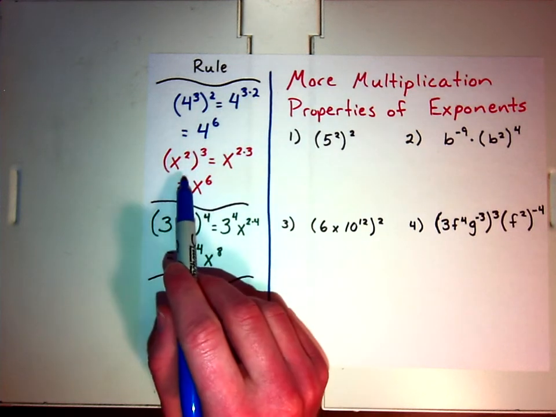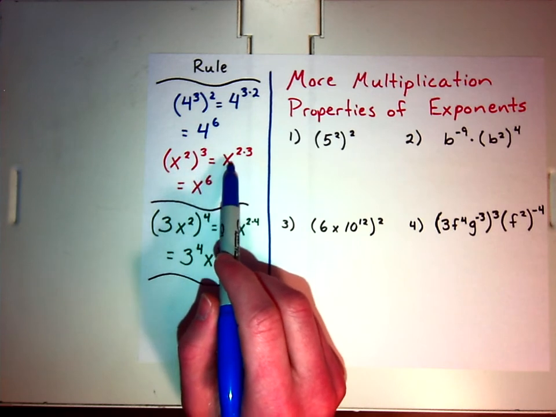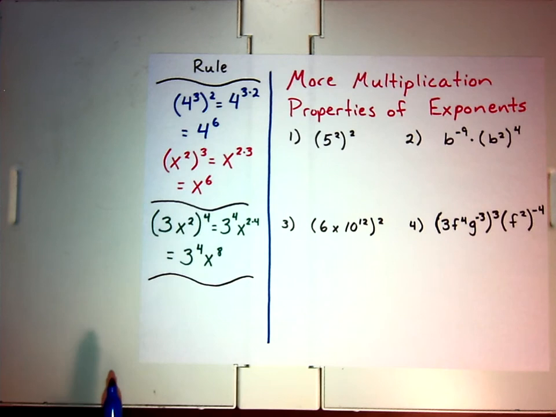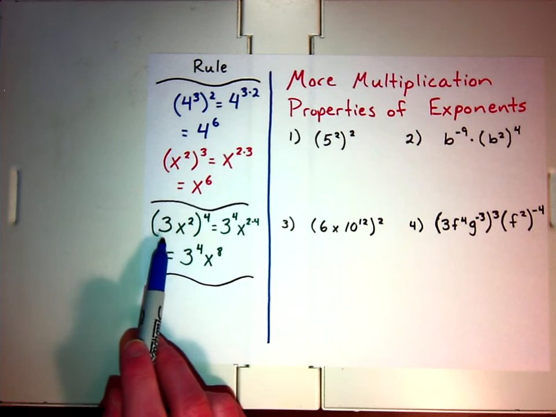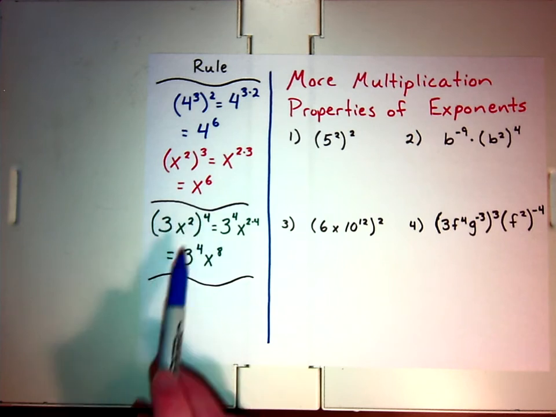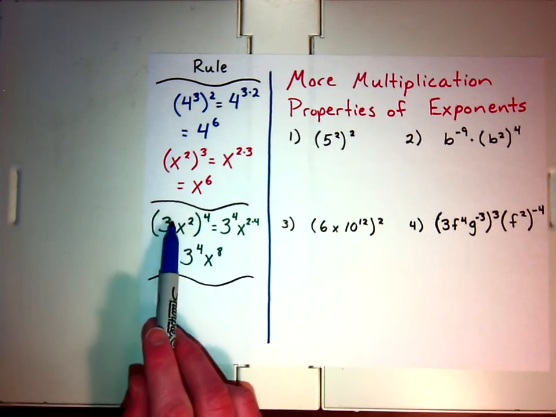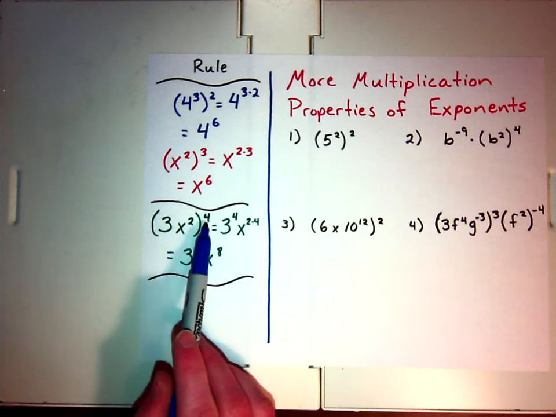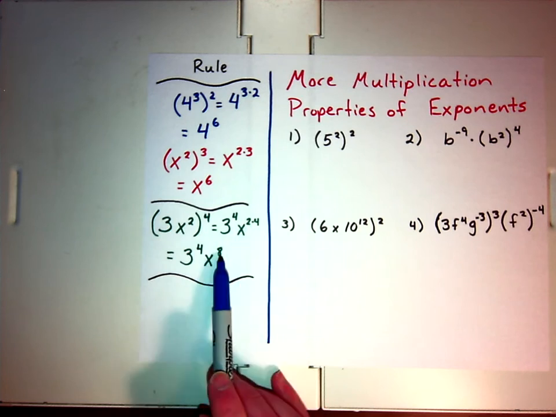Down here, it works the same way with variables. So x to the second power raised to the third is going to equal x to the 2 times 3, which is 6. X to the 6. You might also ask, what happens when the power has multiple numbers or variables in it? Well, the 4 will go to each value in the parentheses. So we did 4 times 1, since 3 is really 3 to the first power, which is 4. And then we did 4 times 2, since that's the second power, and we got 8.